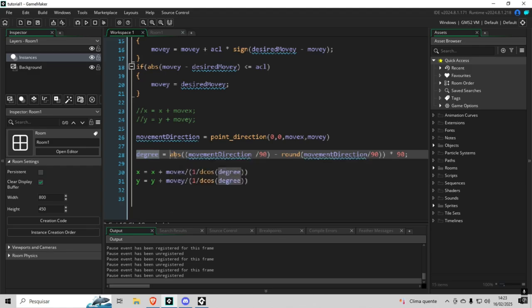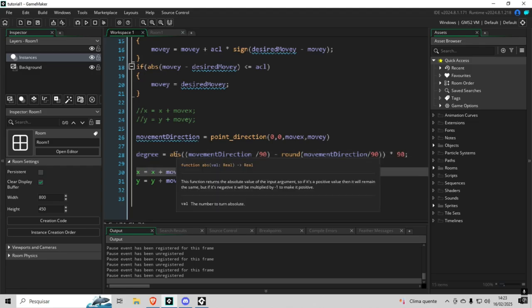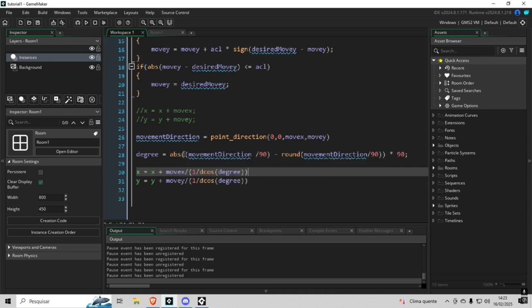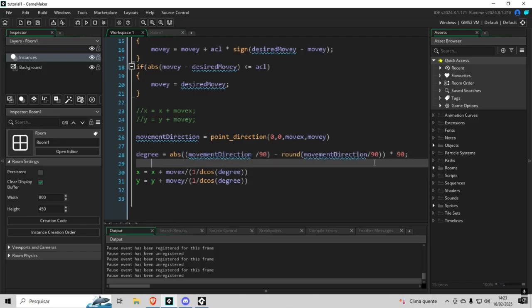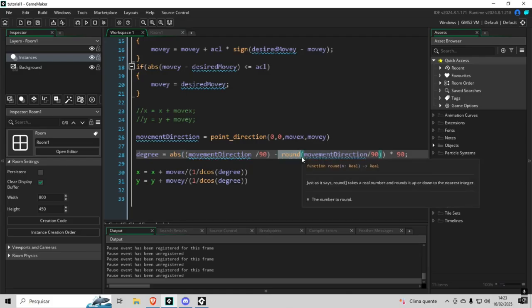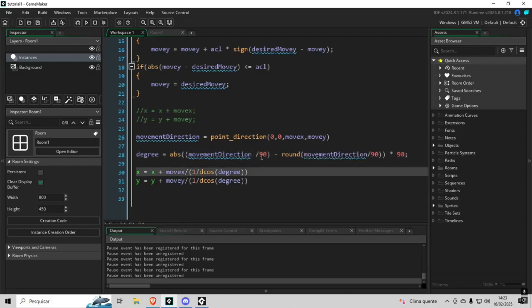And then we have the variable degree, which is equal to abs of that whole thing right here, times 90. abs is something that I explained in the last video. Basically, it returns whatever the input is, but positive. Right here I have movement direction divided by 90 minus round of movement direction divided by 90. So you can imagine that movement direction divided by 90 is equal to, I don't know, 0.3, alright? So this is gonna be 0.3, and this is gonna be 0 because it's rounded. So we are getting 0.3 at the end.